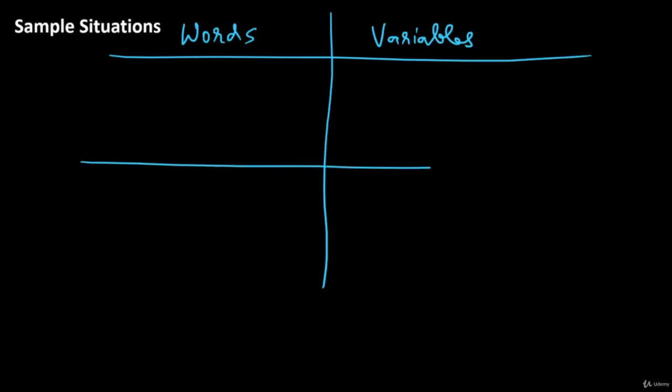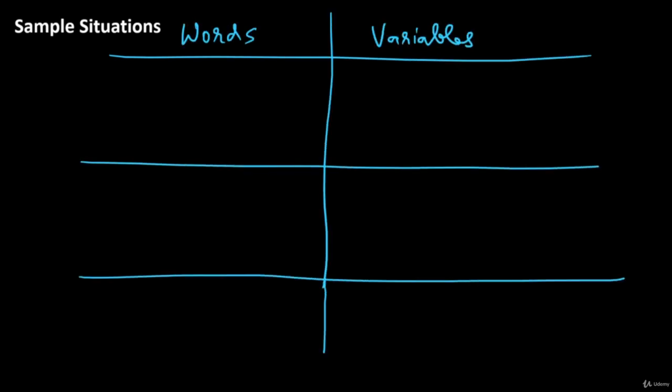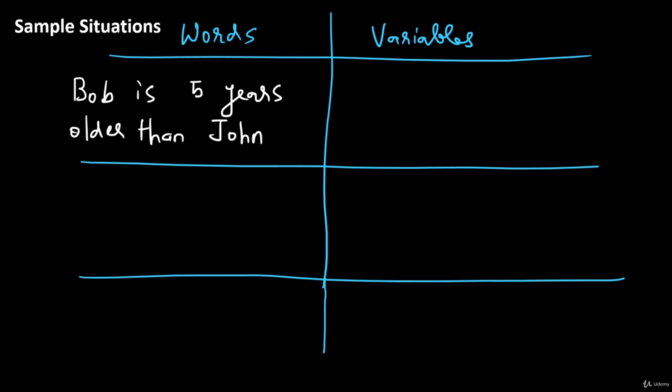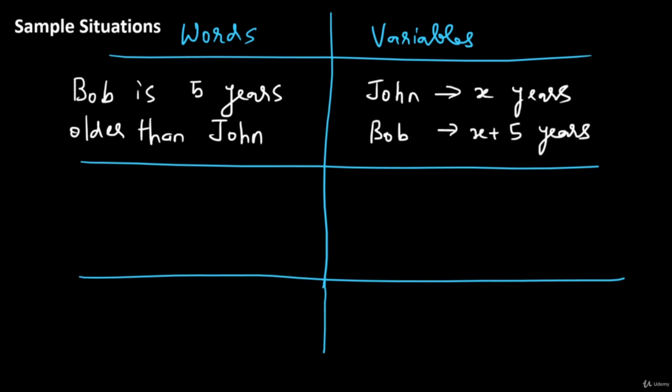So we have words and variables. That's the two things that we are trying to convert between. Now in words, say a situation is mentioned as Bob is 5 years older than John. How do we convert that to variables? We take the age of John as x years, then the age of Bob would be x plus 5 years, right?